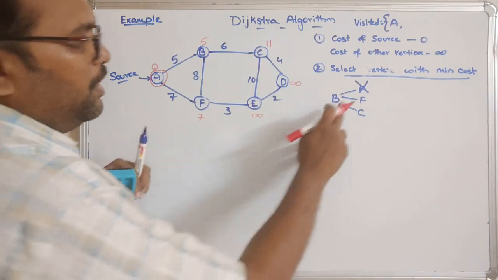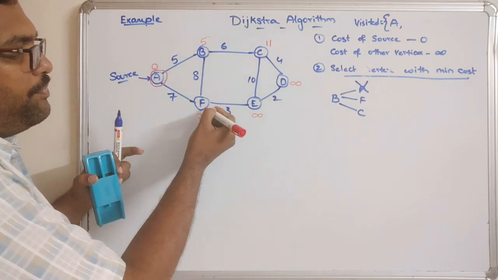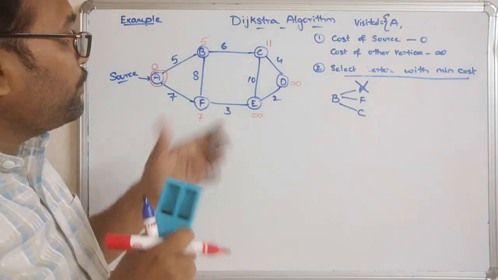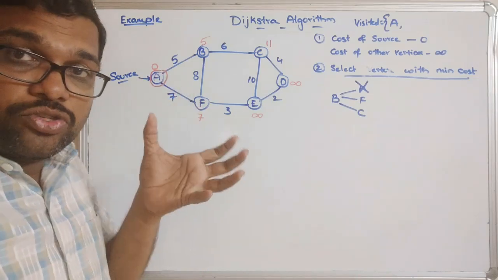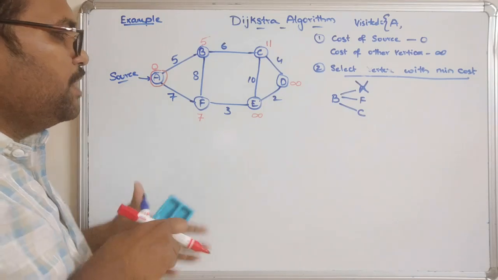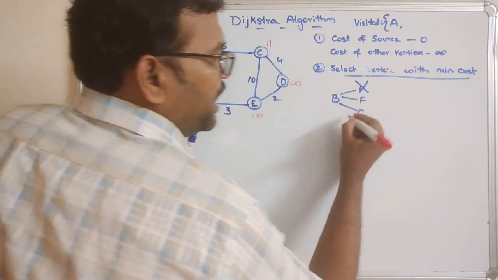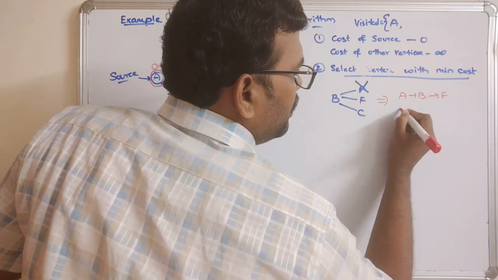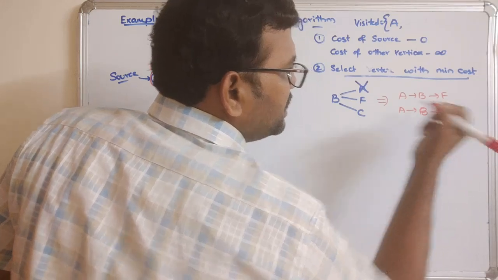Now we need to find F. From B to F it will be 5 plus 8. Don't forget to add the actual cost plus the weight, because the source is fixed. That means we are finding the path from A itself. So here B to F means A to B and then F. So this implies A to B, B to C.